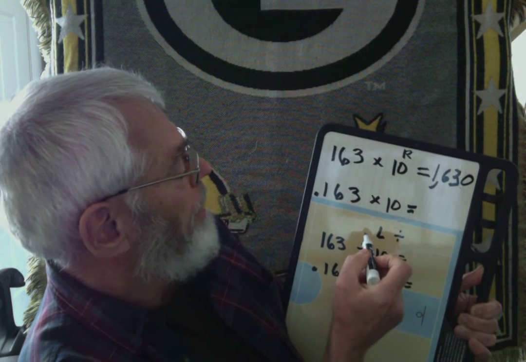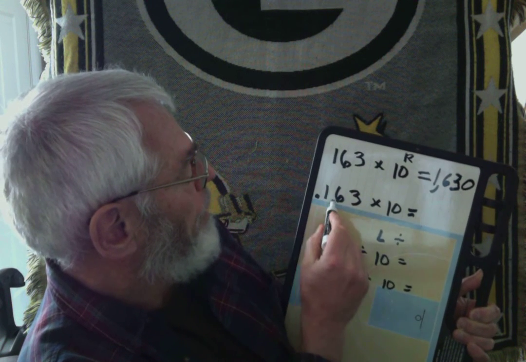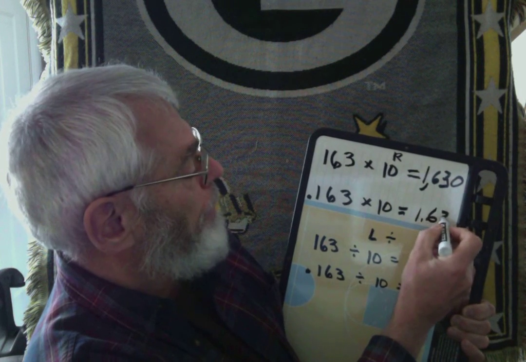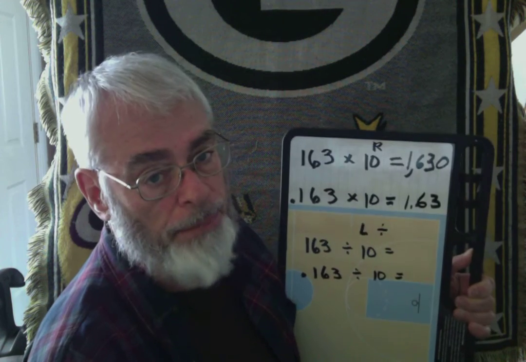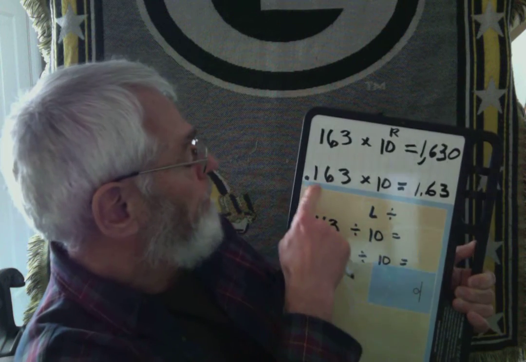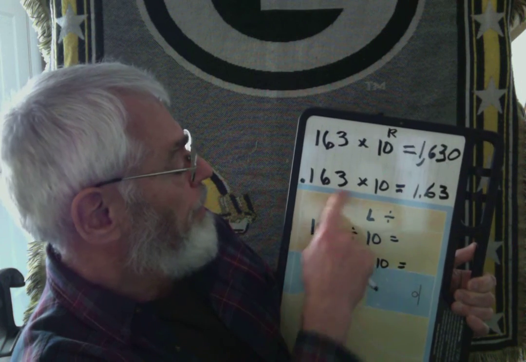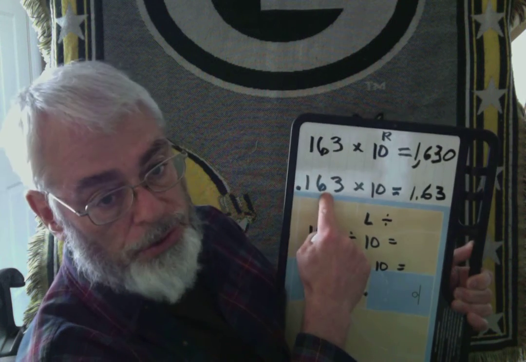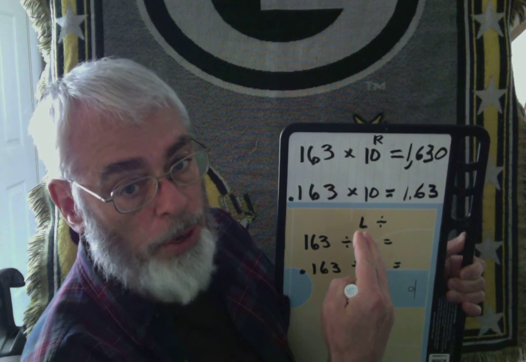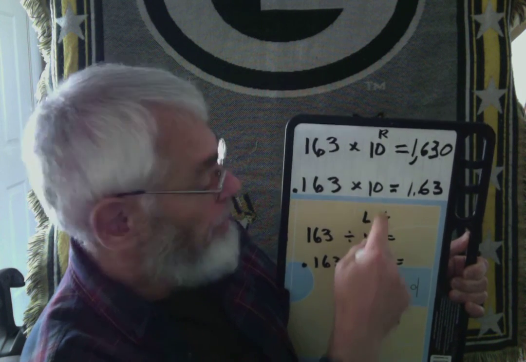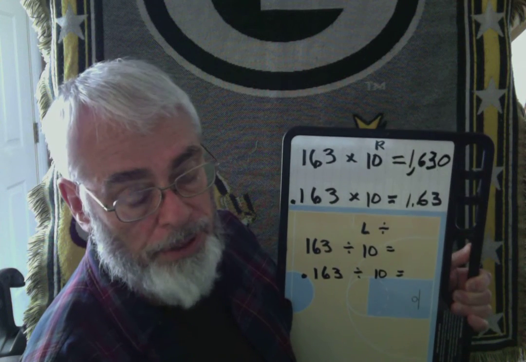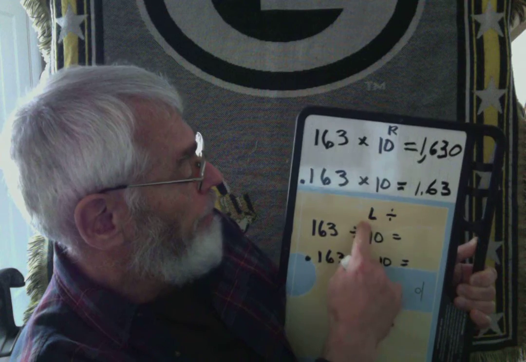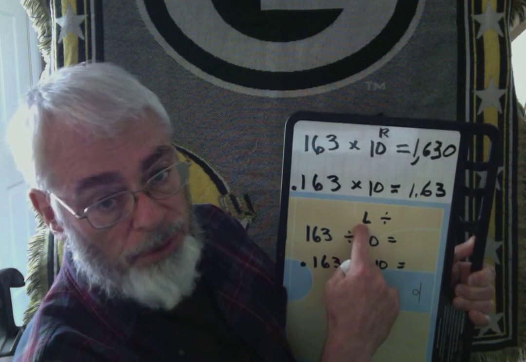0.163 times 10. Okay, move the decimal place 1 to the right, and our answer would be 1.63. That's how you multiply by powers of 10. Obviously, if we multiplied 0.163 times 100, then it moved over 2 places. So you have to move the decimal point the same number of places as the zeros that you have in the number you're multiplying by. For division, we move to the left.